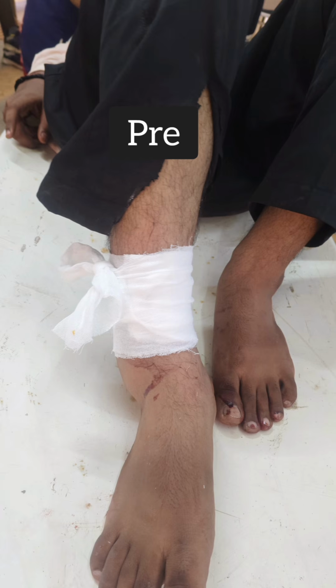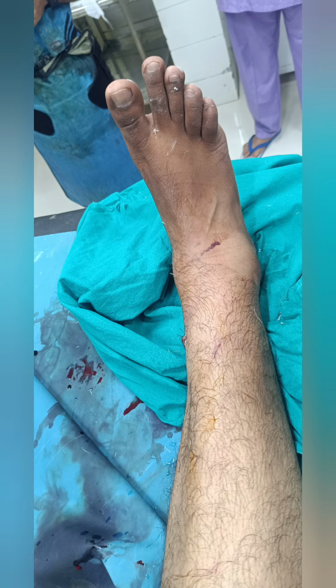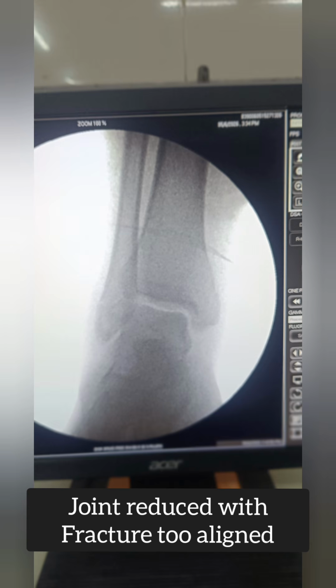And immediately after reduction, the most important thing is you have to check the distal pulse. So post reduction, you immobilize in slab. You get a CT scan done and then plan the definitive fixation, which could be X-fix or definitive fixation directly.